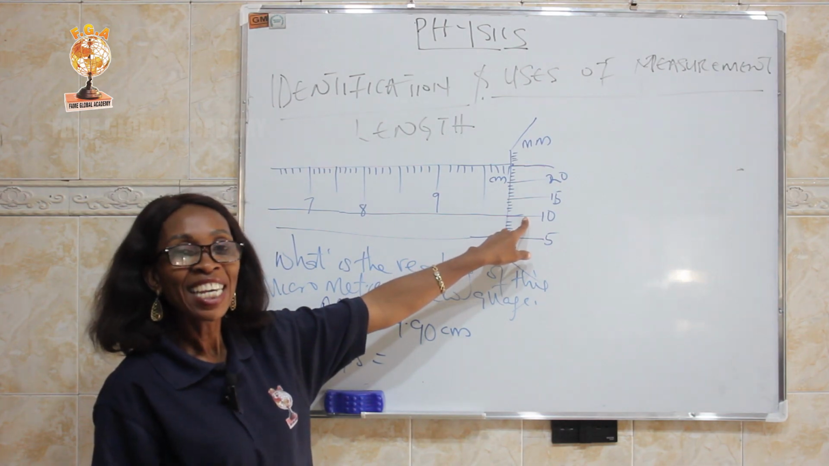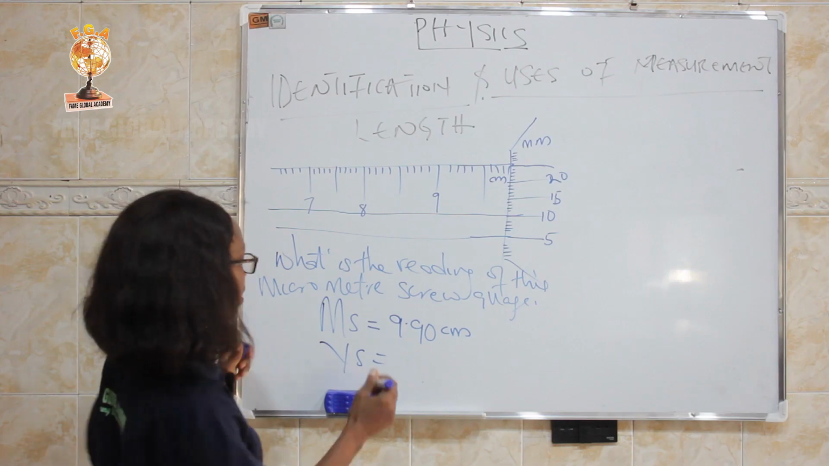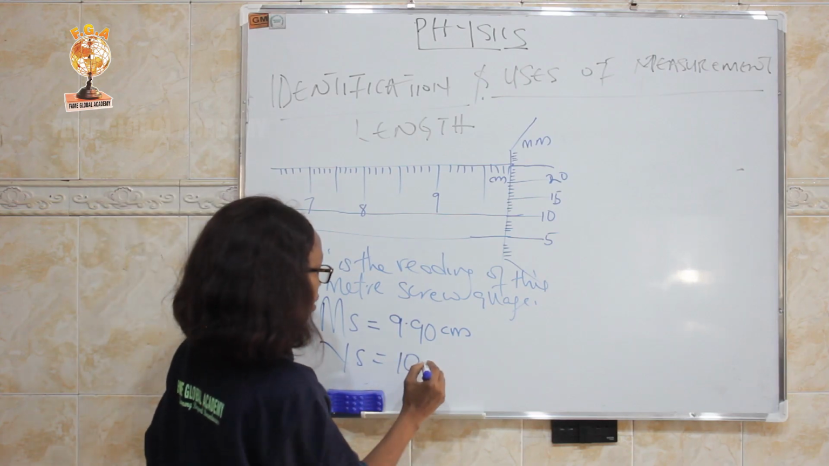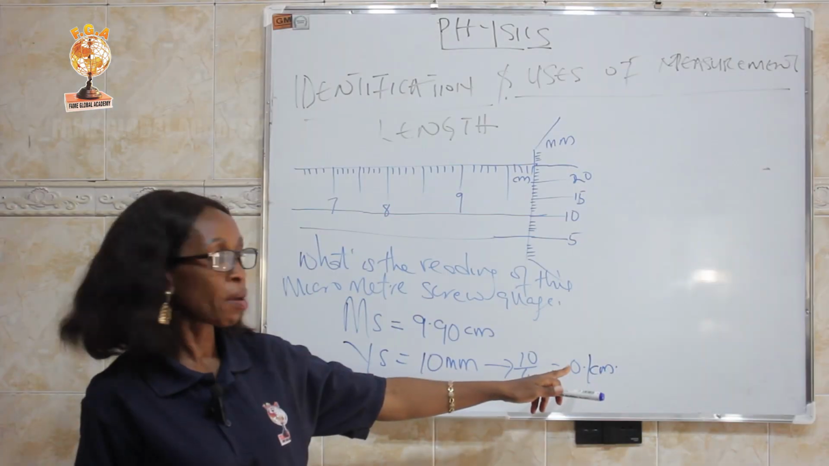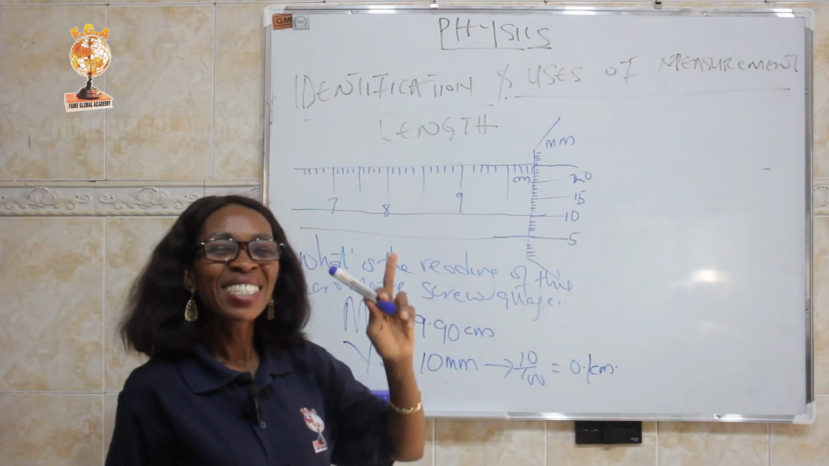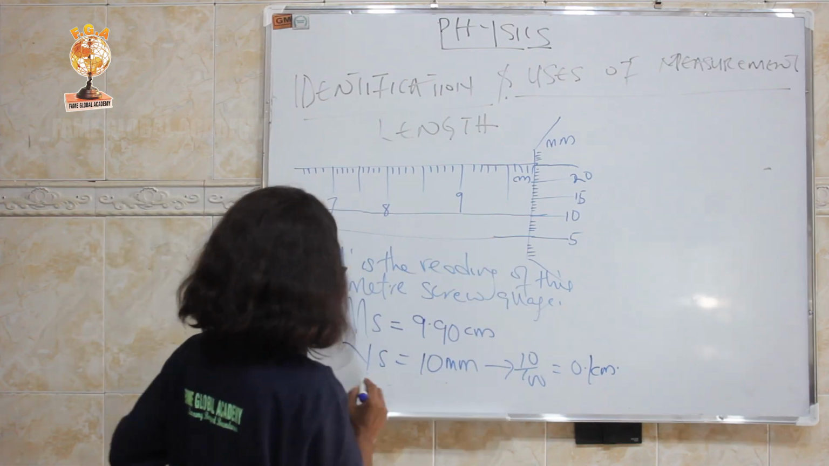Remember, I said it's in millimeters, so I have to convert it to centimeters. So I have 10 millimeters. When I convert, 10 divided by 100, I have 0.1 centimeters. So what is now the actual reading? The total reading, the actual reading.